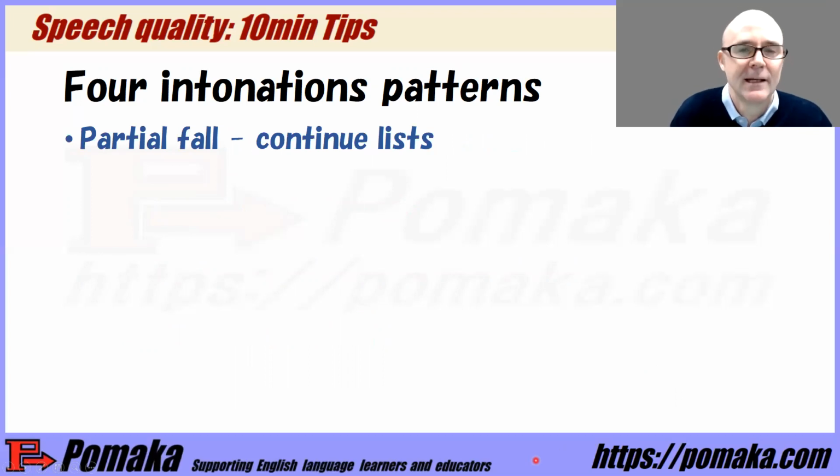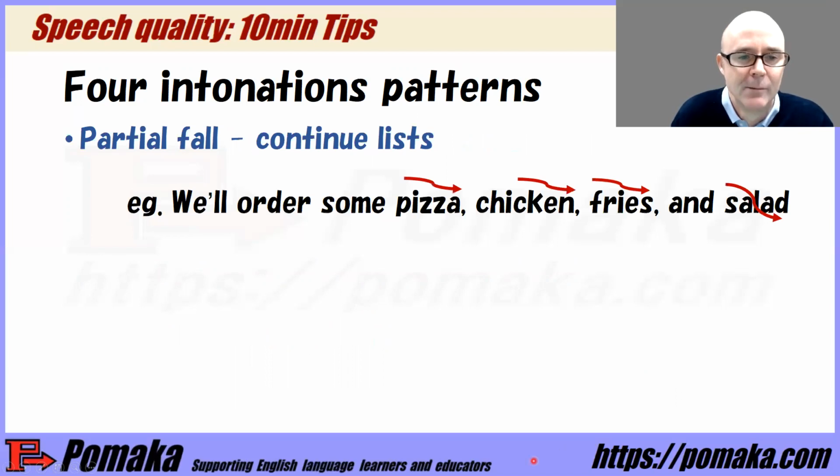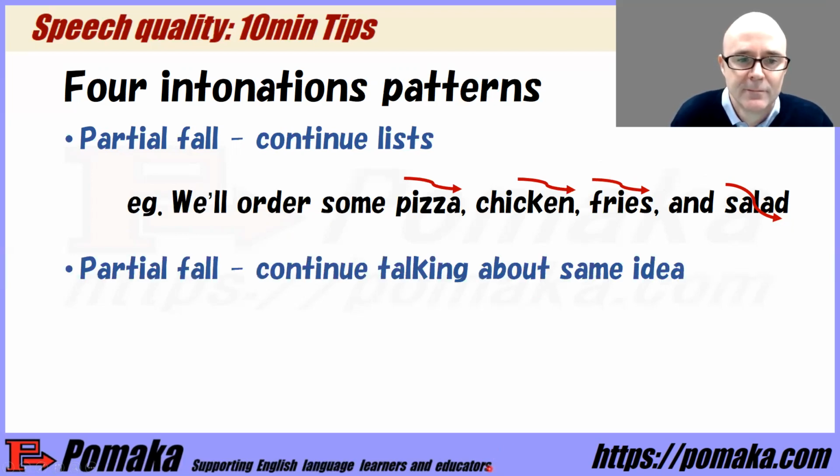Partially falling intonation can be used to continue lists. For example, we'll order some pizza, chicken, fries, and salad. So here it's showing that the list is going to continue, and it's going to continue here. And then finally, the falling intonation at the end tells the listener that the list is finished. The partial fall can also tell the listener that the speaker wants to continue talking about the same idea.